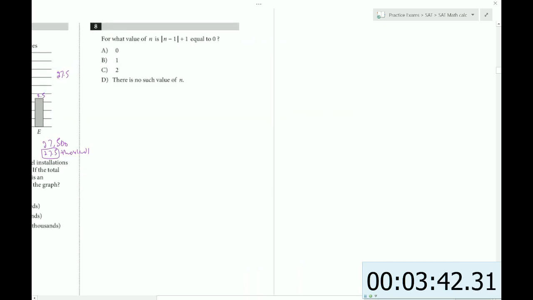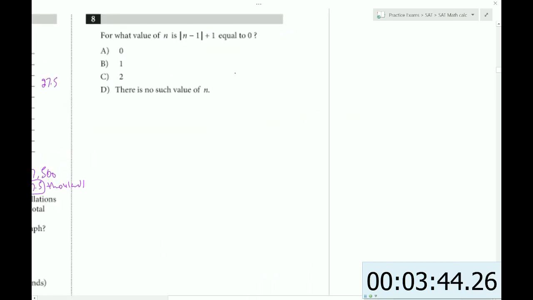For what value of n is the absolute value of n minus 1, plus 1, equal to 0? You could start out trying to solve this. You get the absolute value of n minus 1 is equal to negative 1. Generally we would make a T-chart here, where one path would be the regular thing without the bars, and the other path would be where we negate this side.